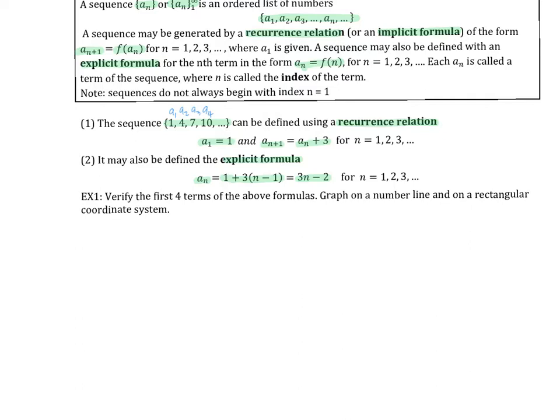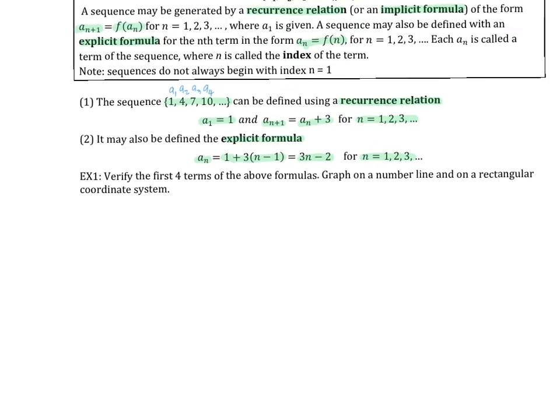Whenever you write a formula, you should always state what n values you're going to start with. And in both of these, I'm starting with n is equal to 1, then 2, then 3, and so on. If you don't state your n values, it will be assumed that you're starting with n is equal to 1.